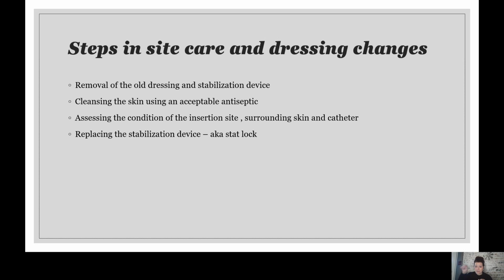So we're going to clean inner to outer. We're not going to reach over our sterile field. We're not going to put our hands below our waist. We are sterile and we are performing the procedure as such. If you contaminate one of your hands, you better consider that hand dirty and not touch that site again and work with one hand. We're going to assess the condition of our site. We're going to replace the stabilization device and put a fresh tegaderm back on our patient.